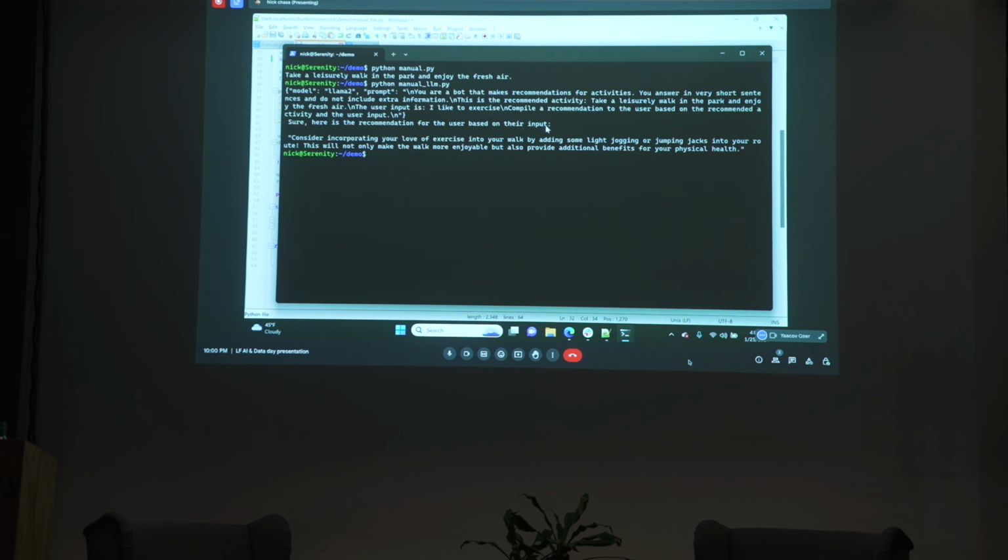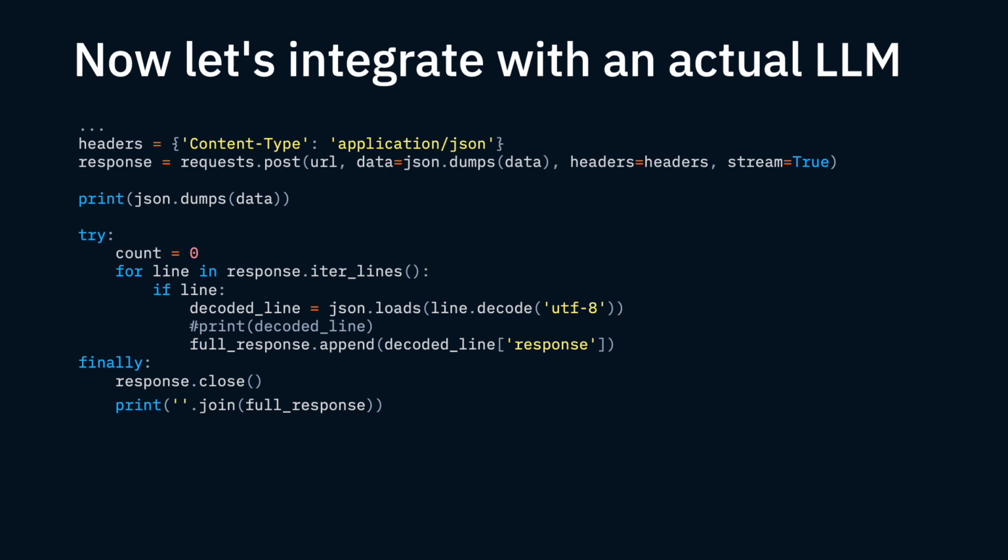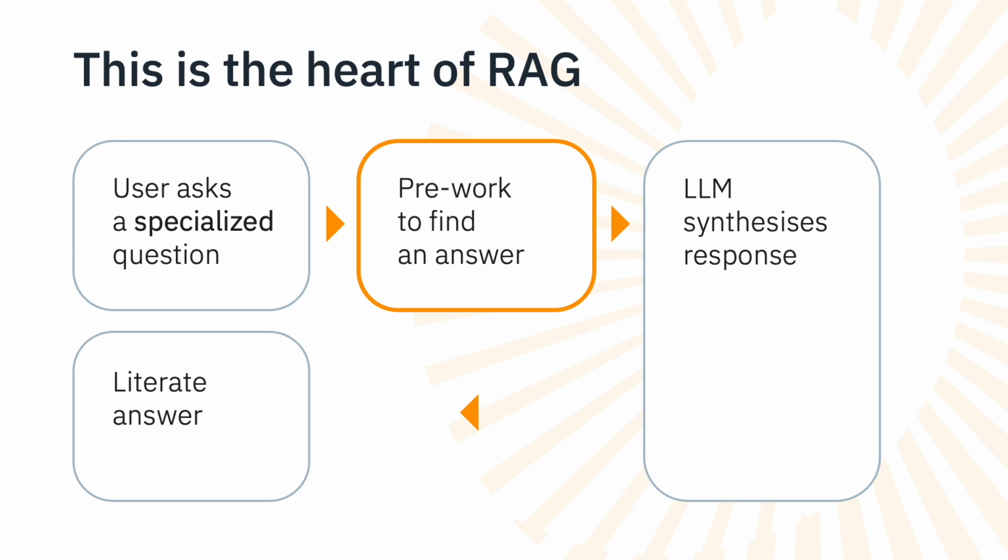Sure, here's a recommendation for the user based on their input. Consider incorporating your love of exercise into your walk by adding some light jogging or jumping jacks into your route. This will not only make the walk more enjoyable, but also provide additional benefits for your physical health. All of that came from the LLM. And we were able to get that because we were able to provide it with that additional information. So that pre-work to find that answer to feed to the LLM, that is the heart of retrieval augmented generation, okay?